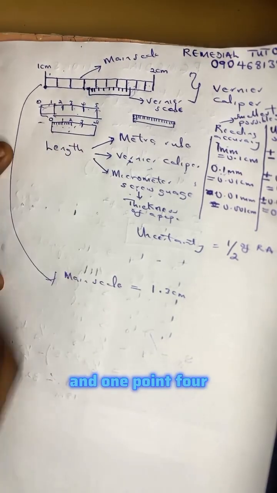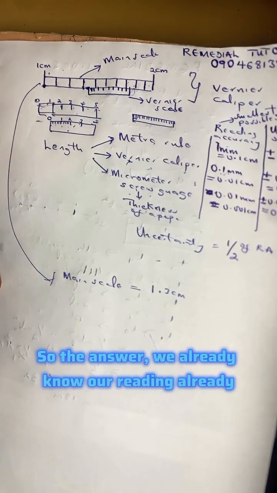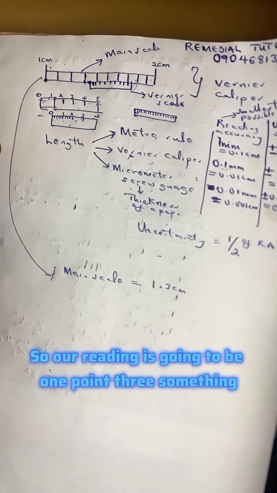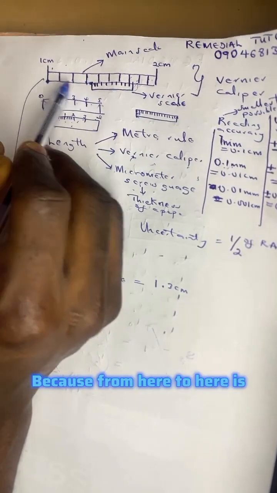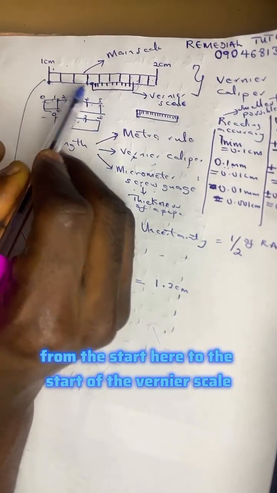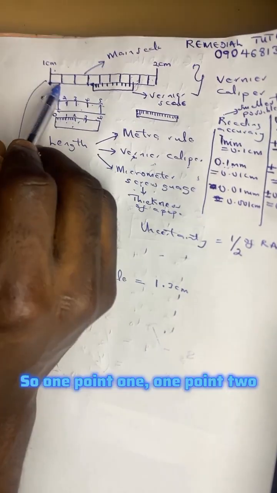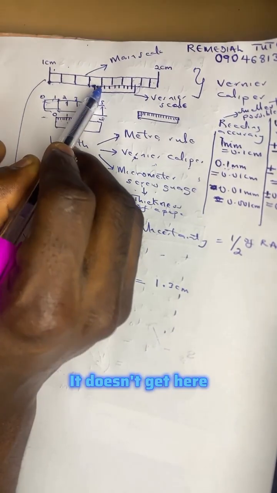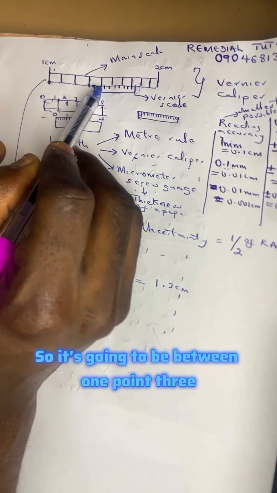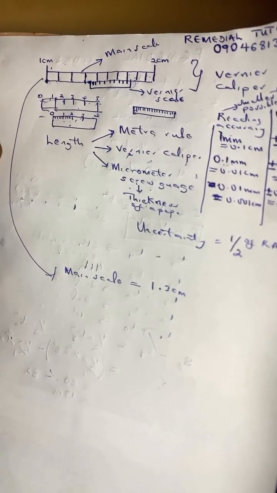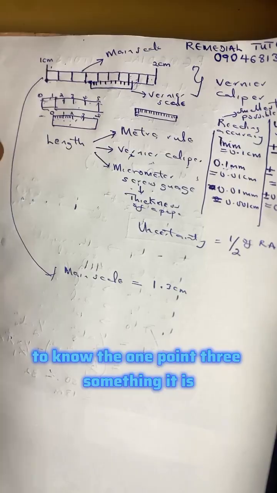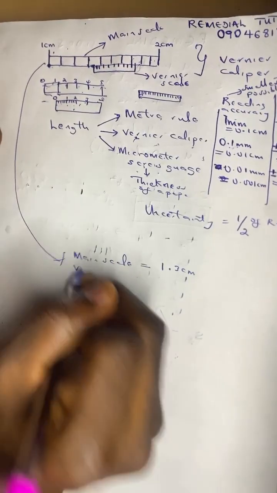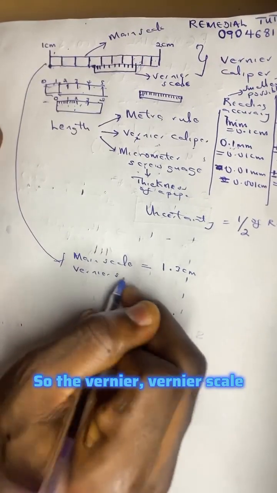and 1.4. So we already know our reading is going to be 1.3 something, but we don't know what it could be. Because from here to here is what we are reading, from the start here to the start of the vernier scale. So 1.1, 1.2, 1.3, it doesn't get here. So it's going to be between 1.3 and 1.4. So it's going to be 1.3 something. We don't know yet. So it is from the vernier scale that we are going to know the 1.3 something it is.